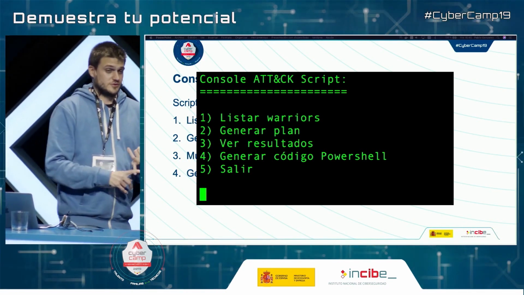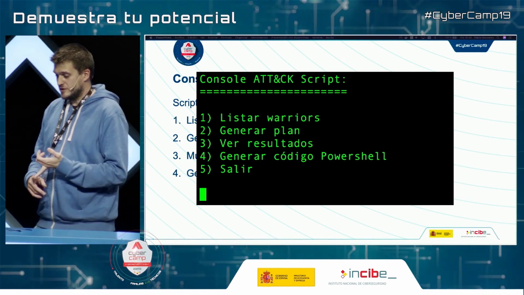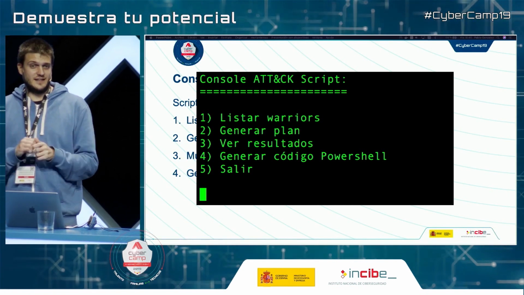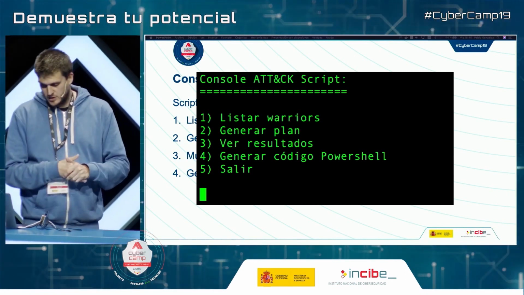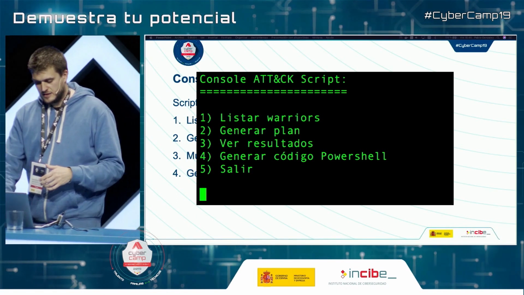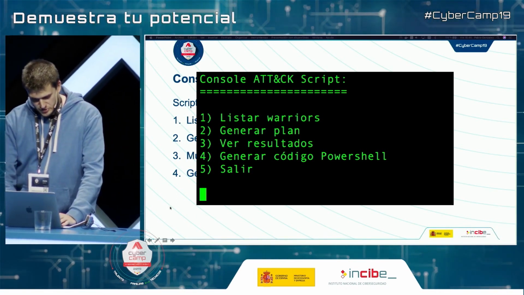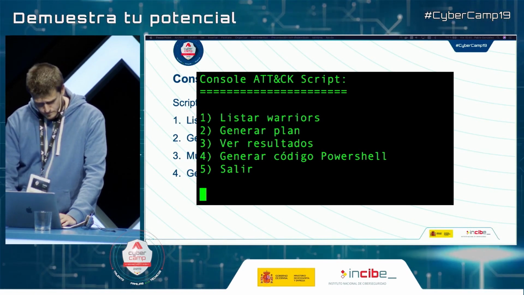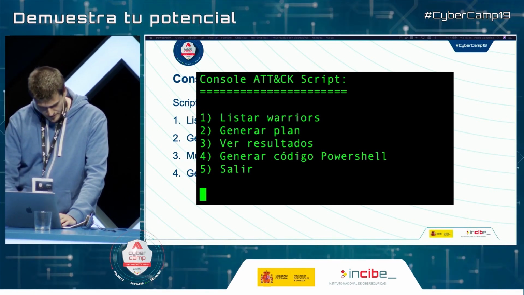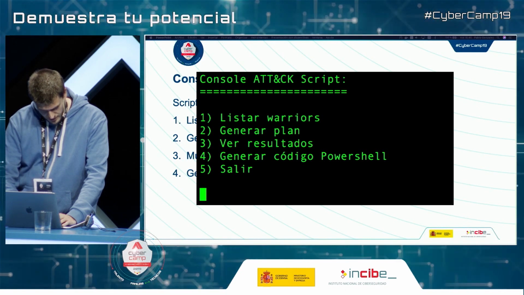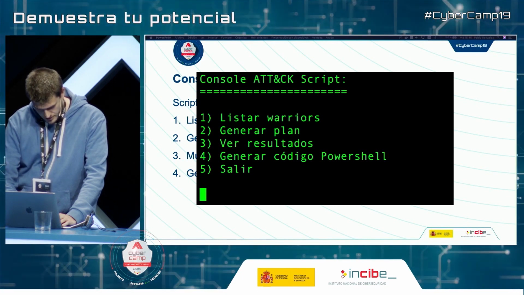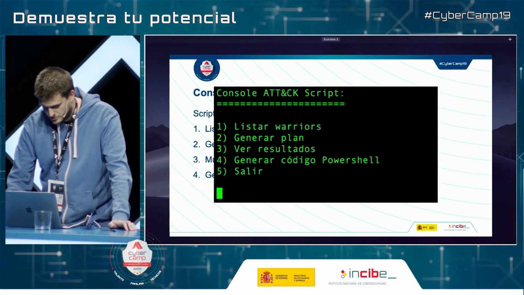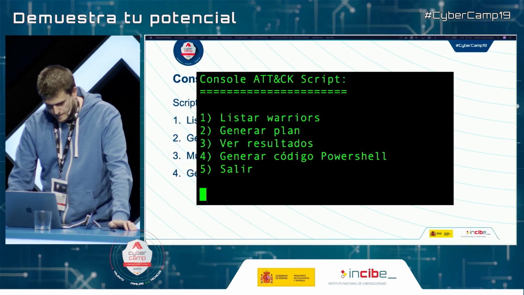Okay, so from here, we can list all our warriors. Then we can generate the plan on the base and database, and I'll show you how. And we see the results, and then we generate the code on PowerShell. Whilst I'm saying this, I'm going to lift a couple of machines so you see how they work. I'm going to let them run because they take a bit of time, so that we don't waste time.